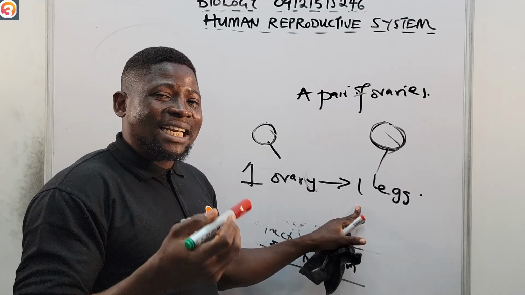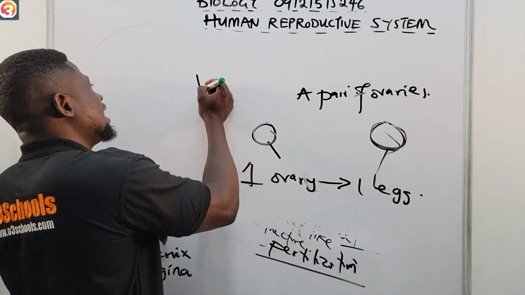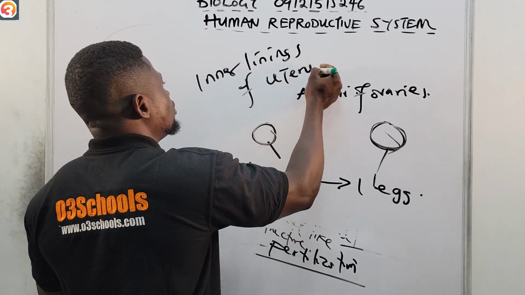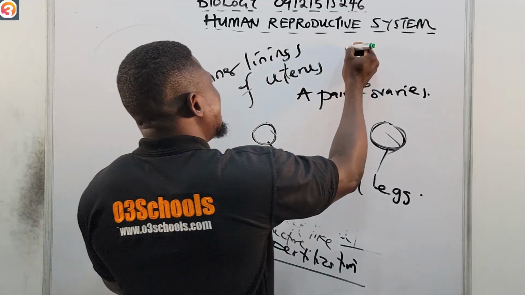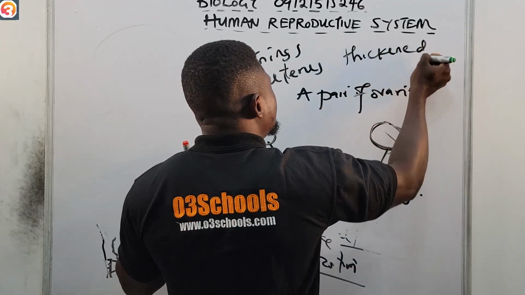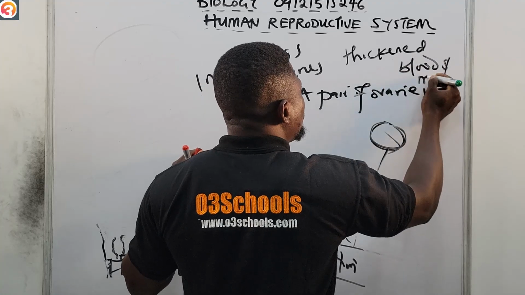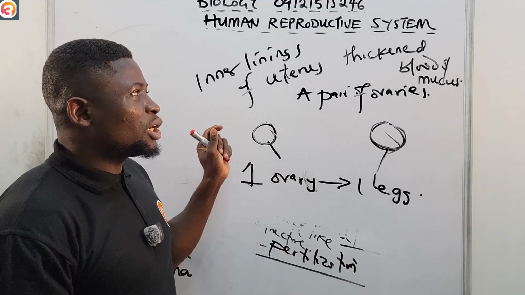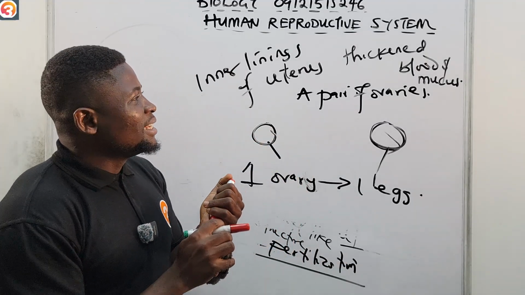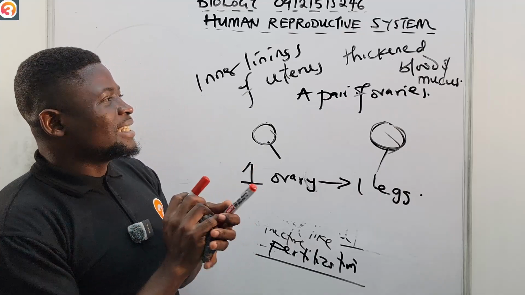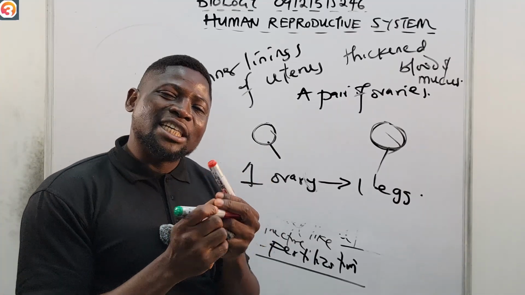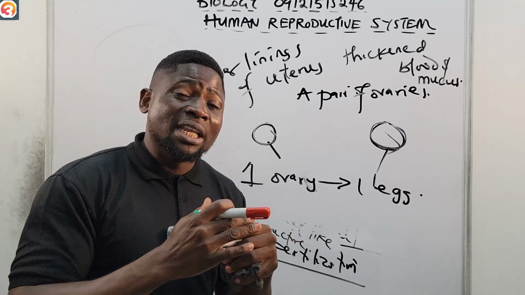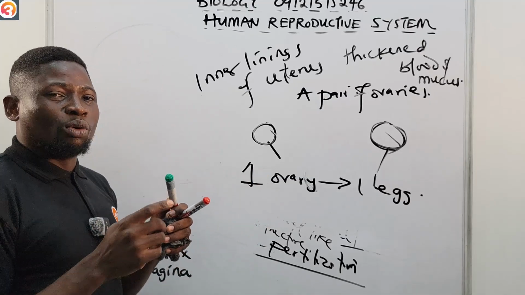What happens is that the inner lining of the uterus will get thickened with blood and mucus. Okay, that is what happens. And why is it getting thickened with blood and mucus? Because if fertilization occurs, if the fusion of the male and the female gamete occurs, then it gets implanted.